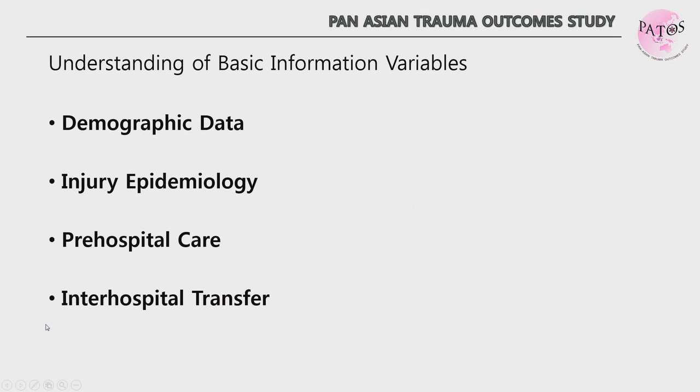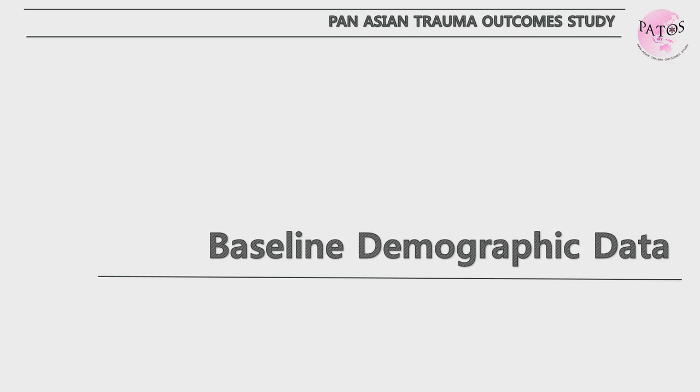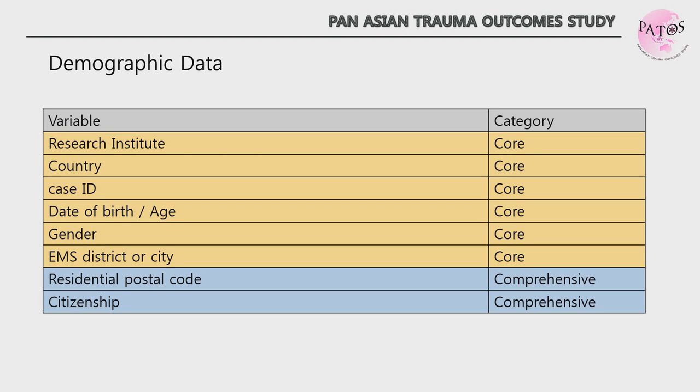We'll first take a look at variables about demographic information, injury epidemiology, pre-hospital care, and inter-hospital transfer. First is demographic information. As you may all know, PATOS variables include core, comprehensive, and optional datasets. In this lecture, we'll mainly talk about core and comprehensive variables.